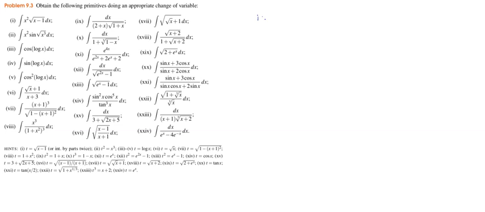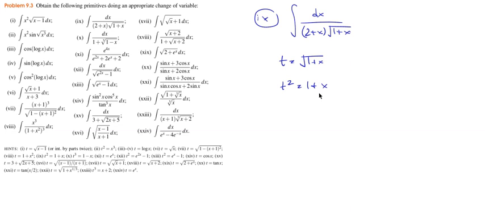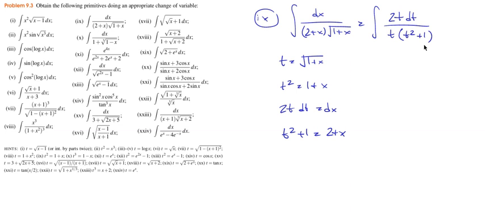In part 9, okay, we're already 1/3 of the way up. This is the primitive of dx divided by 2 plus x, the square root of 1 plus x. So t is going to be the square root of 1 plus x. T squared is 1 plus x. And 2t dt is equal to dx, right? Now 2 plus x is obviously t squared plus 1, right? So now we have 2t dt divided by t, and then t squared plus 1, right?